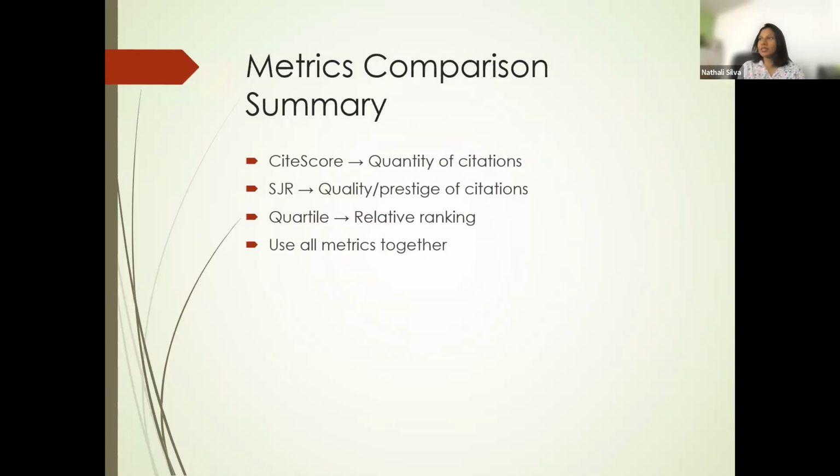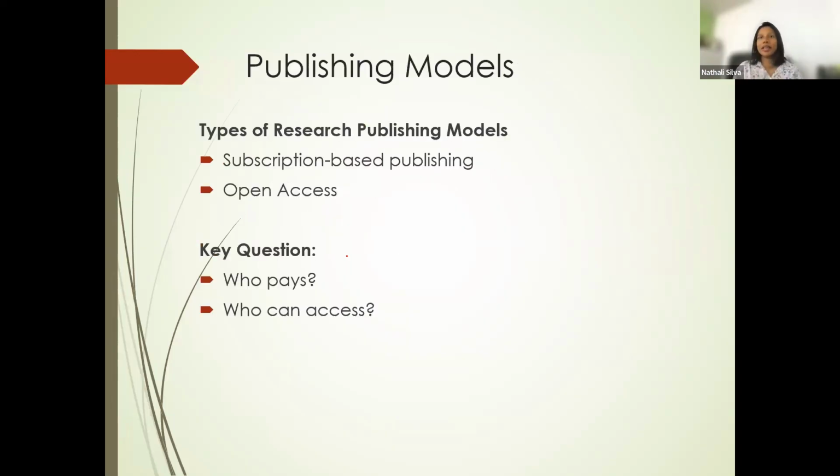Okay, so this is some sort of a comparison, but I already discussed it. CiteScore is about the quantity of citations. SJR is about the quality and prestige of the citations, and quartile is relative ranking. Among a particular domain, you determine, okay, this part is the top tier, the second part is moderate, average, and low, likewise. And using all these metrics together actually helps to come up with a good understanding about the quality of the journal. Right, that is one part.